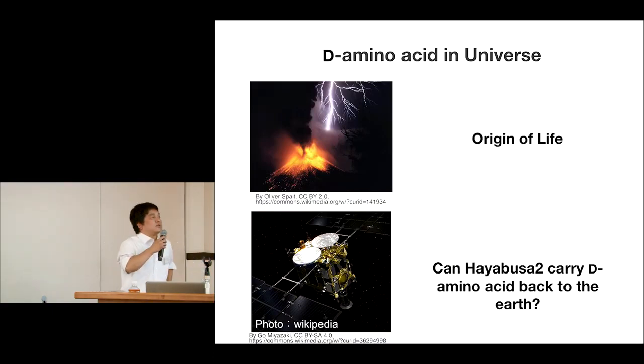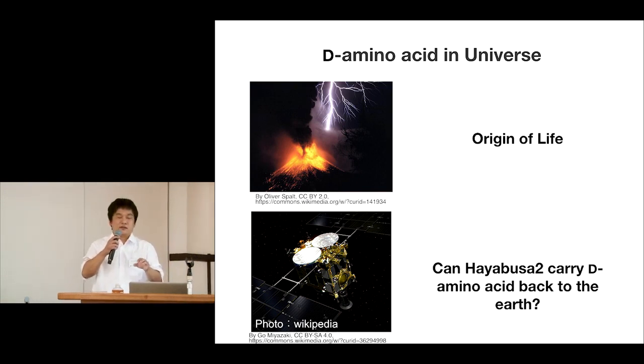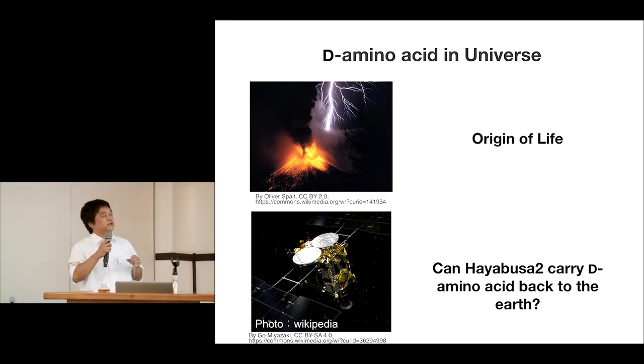So I already talked about the origin of life. In the primitive Earth, there is only gas and radiation, and they form some amino acid. Should be both L and D. But by some reason, only the L amino acid is selected. Nobody knows this reason, so I want to try to search the reason for this event.